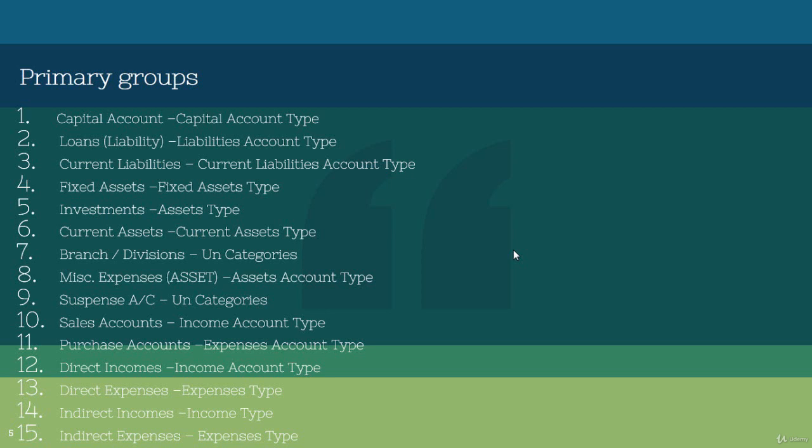And then the sales account, an income account type, and the purchase account, an expenses account type. Direct income is an income account type. Direct expenses is an expenses account type, and indirect income is also one of the income type accounts. And the final one is indirect expenses, which is an expenses type account.